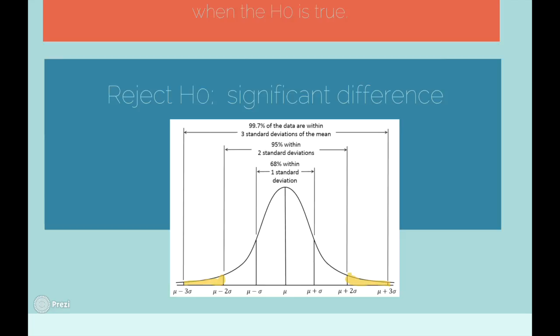So going back to this curve, you see that there's 68%, 95%, 99.7%. What this means is that the chance that his spending is within one standard deviation away from the mean is 68%. The chance that his spending is within two standard deviations from the mean is 95%. The chance that his spending is within three standard deviations is 99.7%.